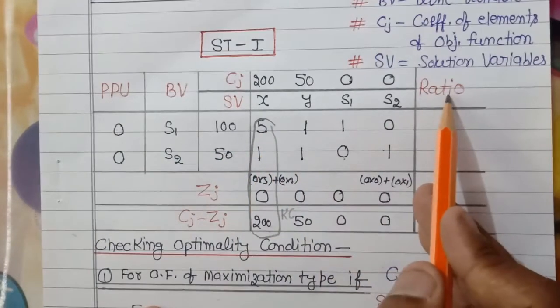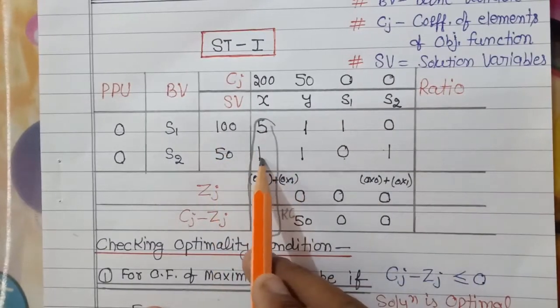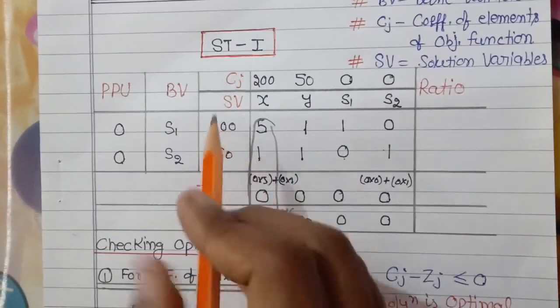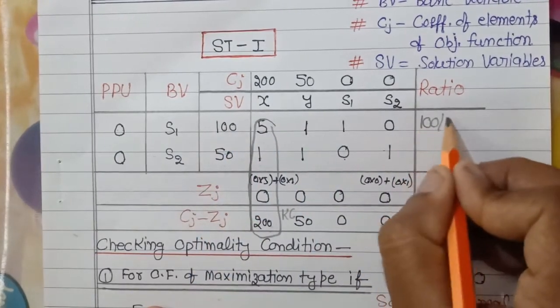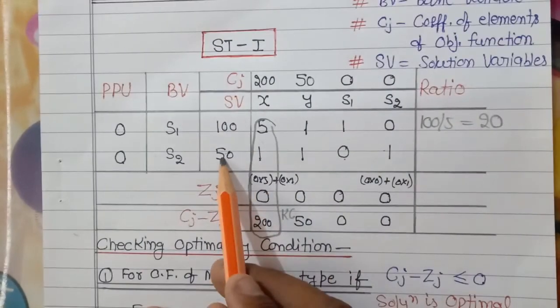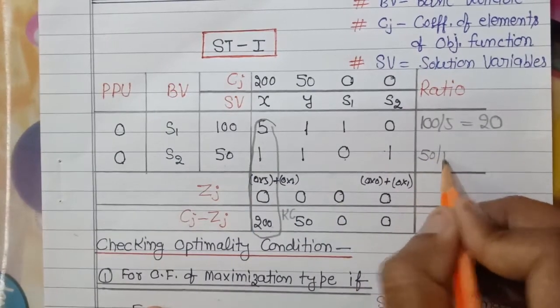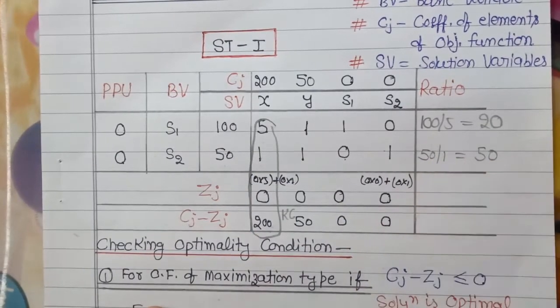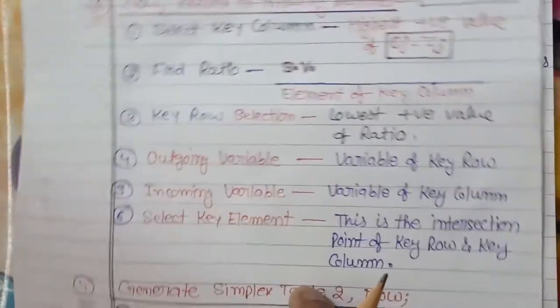So to find the value of ratio, we have to divide these values by these values. Now you will see that if I divide this 100 by 5, I will have a value of ratio as 20. Similarly, if I divide this 50 by this 1, I will have a value of 50. Now, in the third step, we have to find the key row.